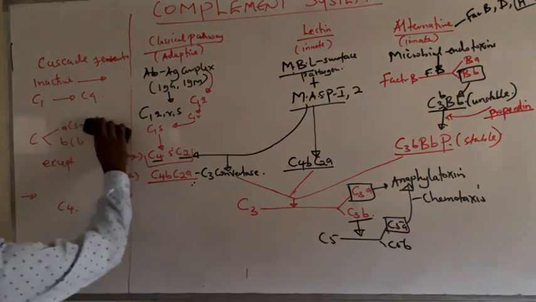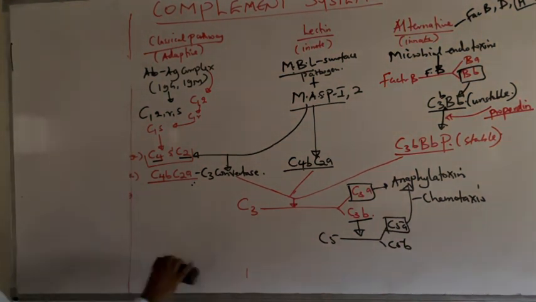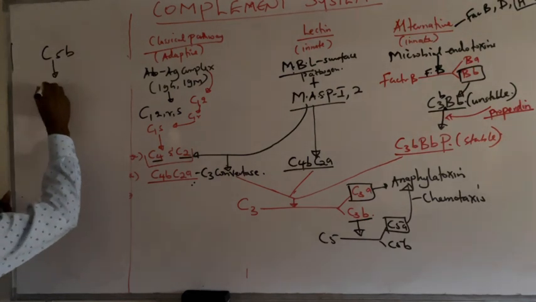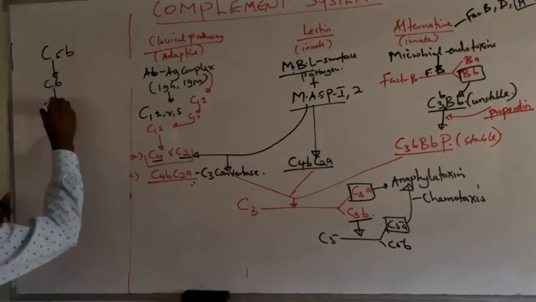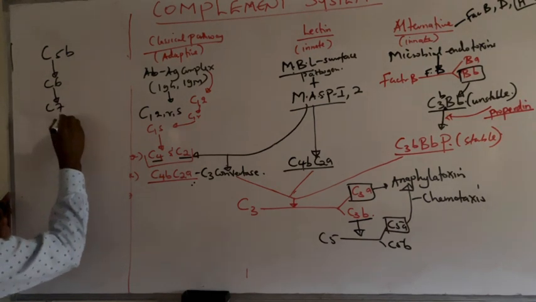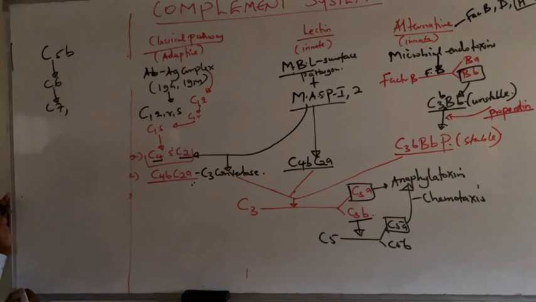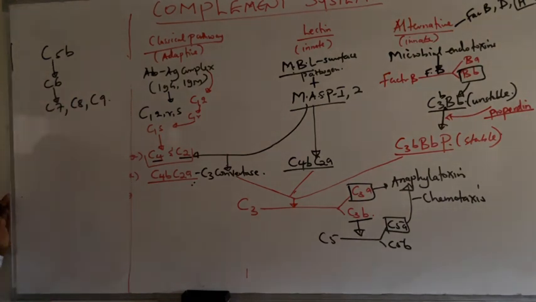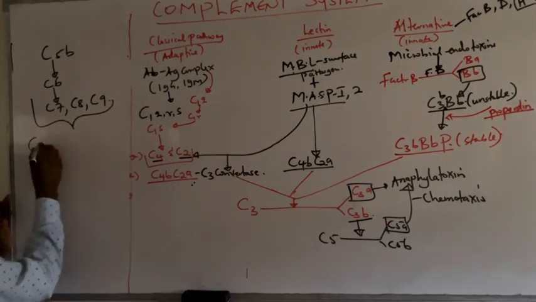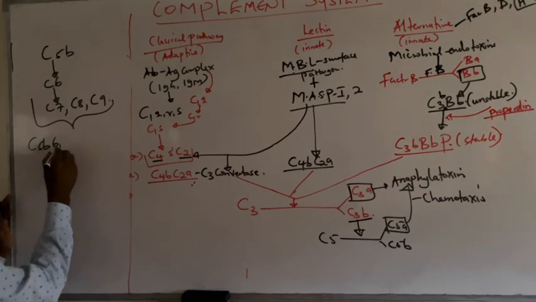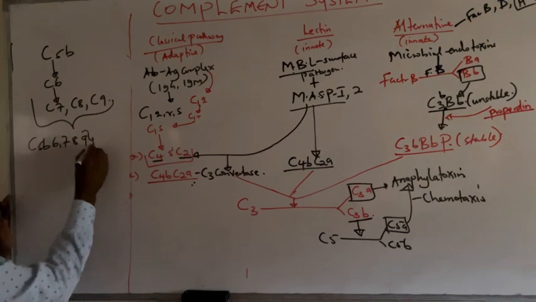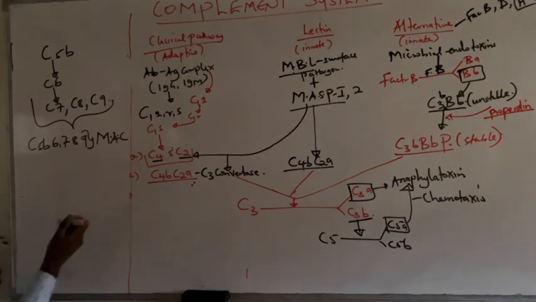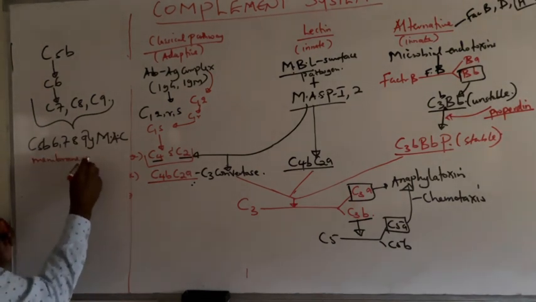So we are going to see that when we have complement 5b, complement 5b activates complement 6. Complement 6 activates complement 7. Complement 7 says, I will not also be selfish. It also activates complement 8. And complement 8 also incorporates complement 9. And all these together, complement 5b, complement 6, 7, 8, and 9, form what we call MAC, membrane attack complex.